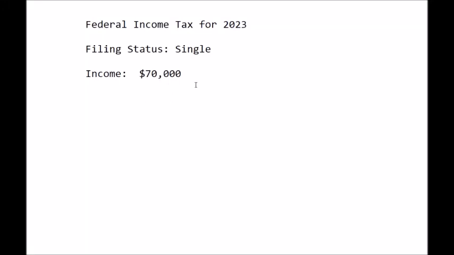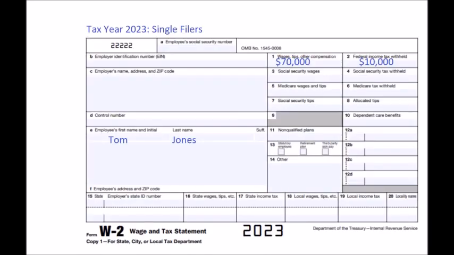This is an example of how to file income tax 2023 for a filing status of single and with an income of $70,000. So we have this single filer and income $70,000 and federal income tax withheld of $10,000. And now we'll complete the tax form for this single filer.